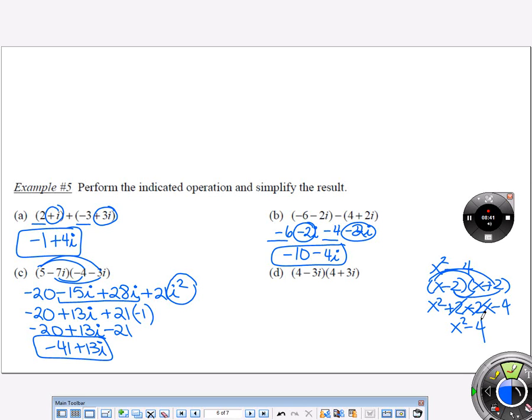So the same idea happens here with a problem like part D, when you have these two factors that look so similar with just a different sign between the imaginary part. And you might want to make a little note. These are called conjugates. And so how you would use that word is like 4 plus 3i is the conjugate of 4 minus 3i. Or 4 minus 3i is the conjugate of 4 plus 3i.